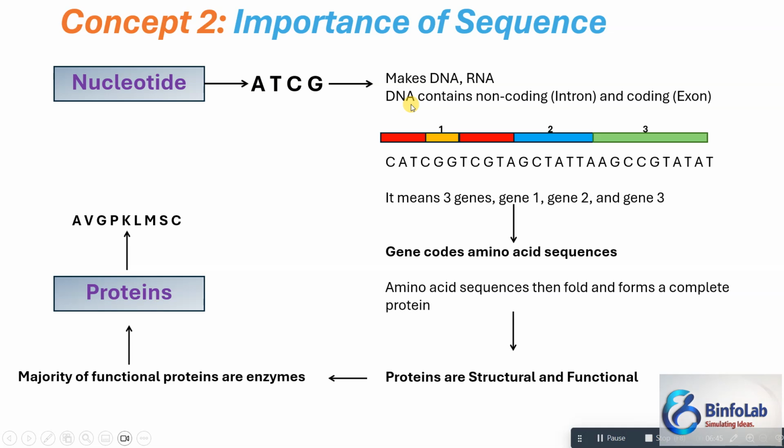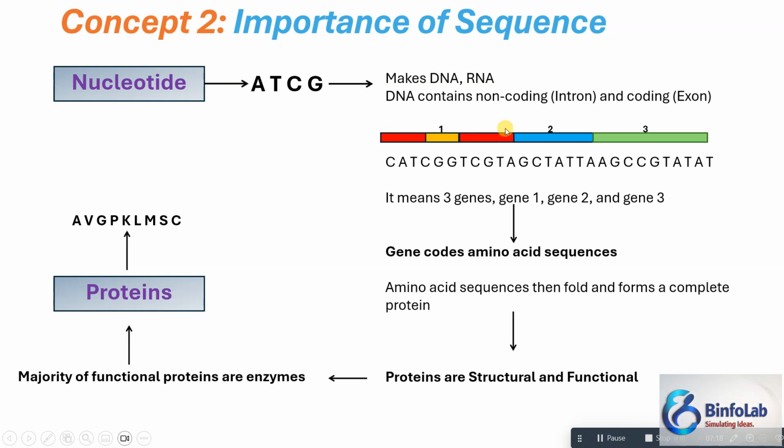Now, the DNA, this longer stretch of DNA which you have assumed in your mind, let's say it's this one. This is one strand of the DNA. Remember, this strand will contain two parts, broadly speaking: non-coding, which we also call intron, and coding, which we also call exon. What do we mean by intron and exon?